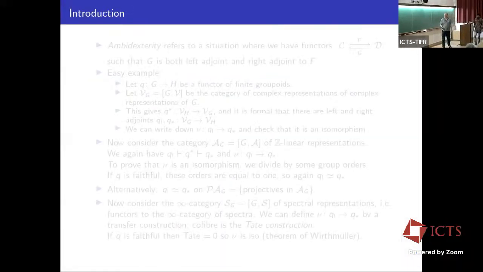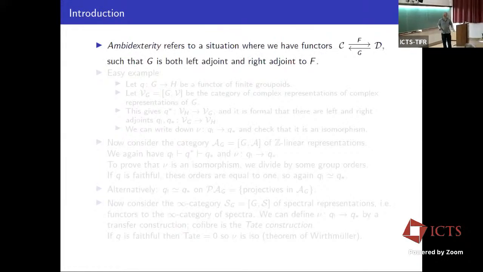Okay, so that's what it's about. Ambidexterity refers to a situation where you've got functors that are both left and right adjoint to each other. That's one way to think about it. Or you've got a functor which has a left adjoint and a right adjoint, and they're isomorphic to each other. That's the same sort of thing.